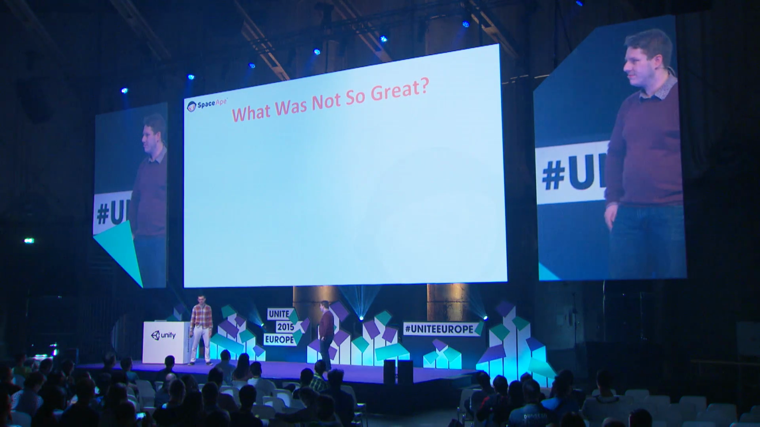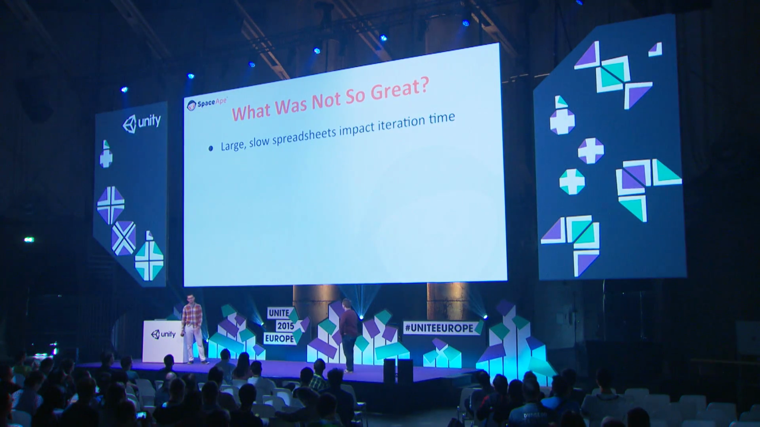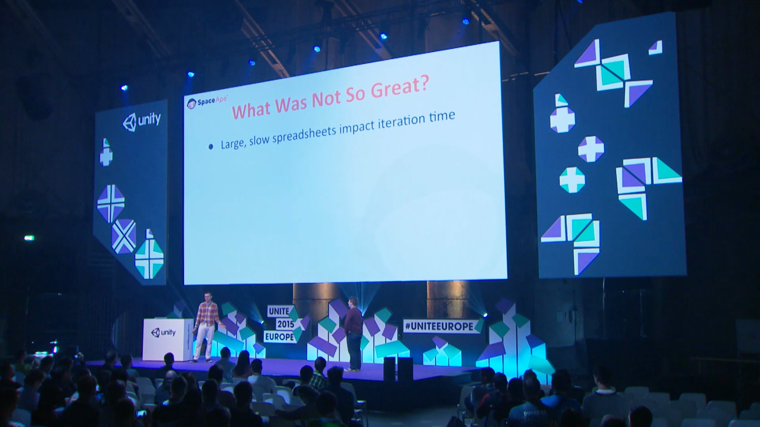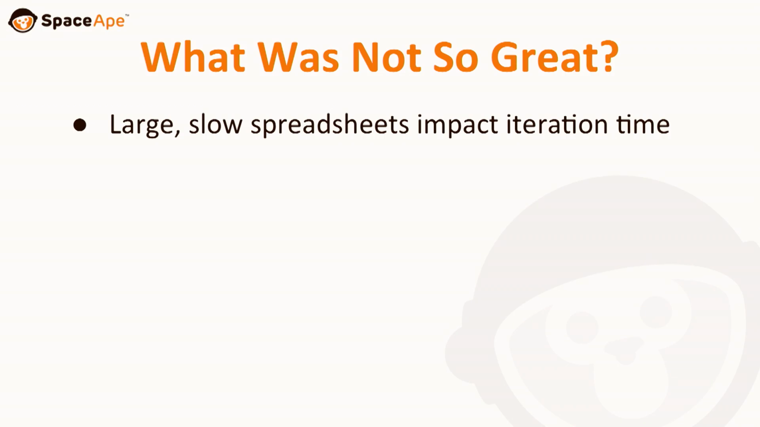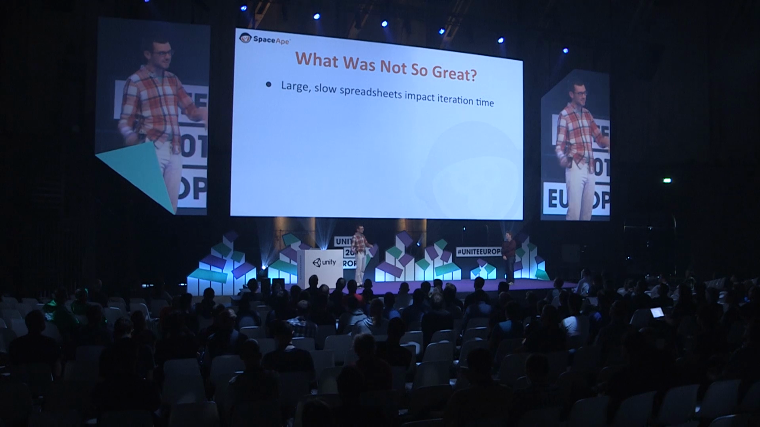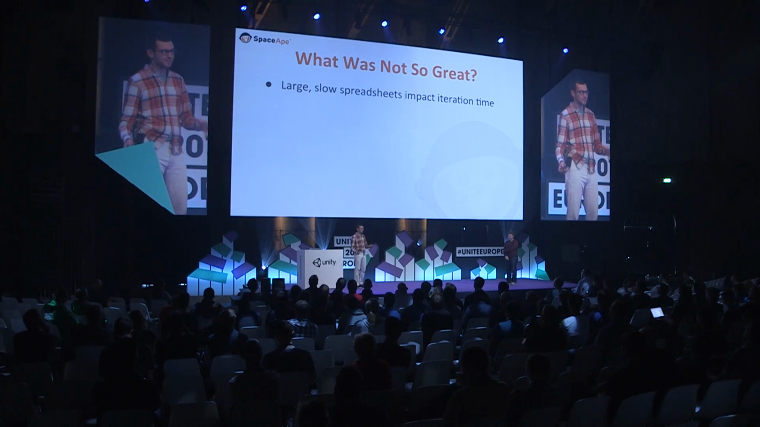OK. So what kind of problems have we found with this system? So firstly, it takes quite a long time for the spreadsheet to load. Once we have a full game's worth of data in Google Spreadsheets, and the API you have to use is quite slow. So when you're just trying to tweak one value over and over to get it right, you can spend quite a lot of time just waiting for data to download.